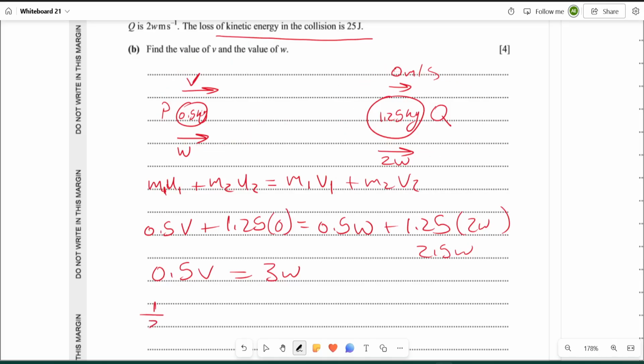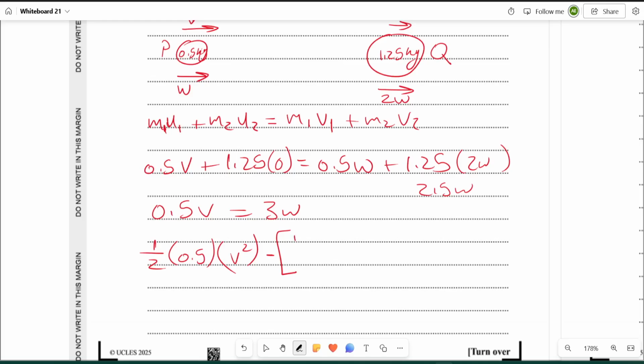So the initial kinetic energy is half times P times the initial speed of V, which is V squared, minus the final kinetic energy, which is the kinetic energy of both particles. So for P it is half times the mass of P times the speed of P after the collision, which is W squared. And then we add to that the kinetic energy of Q after the collision, which is half times 1.25 times the speed of Q squared, which is 2W squared.